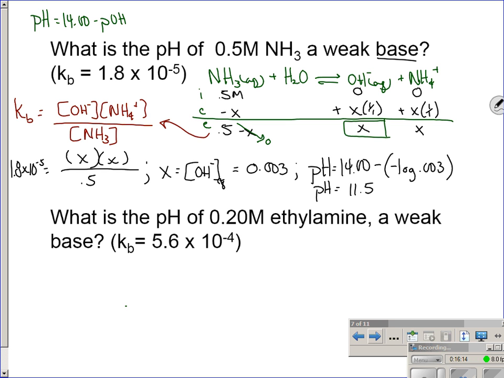Okay, so the next problem, the ethylamine. If you want to make the equation for that one, and if you don't know what ethylamine is, and I don't expect you to, they tell you it's a base. So you can just use the general format, B plus water. Bases are always aqueous. That's going to yield HB, that's the conjugate acid of the base, plus hydroxide. So you can follow through similarly with that one.